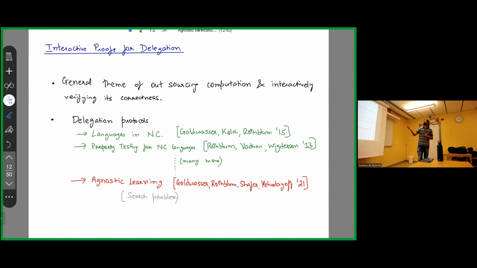There's this model for interactive proofs of delegating agnostic learning by Goldwasser, Rothblum, Shafer, and Yehudayoff. And the difference between the problems I've mentioned and the agnostic learning setting is decision versus search, where in the learning setting you want to output a hypothesis. So it's a search problem in this sense.